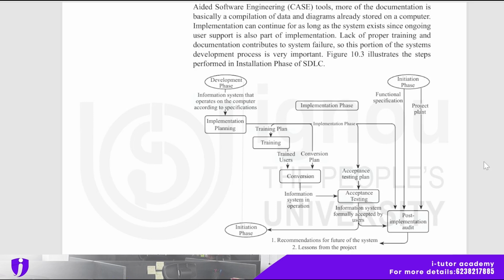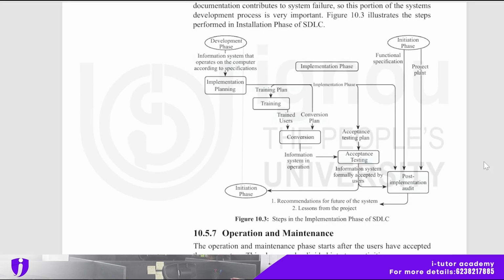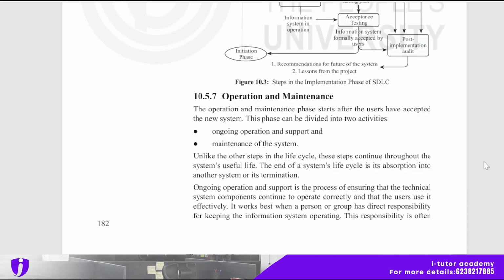Okay, and here is one figure, steps in the implementation phase of SDLC. So the development phase is there, then implementation planning, with the training plan in parallel, and the conversion plan. Then the information system in operation goes through acceptance testing, then is divided into post implementation audit and the initiation phase. Two phases are there. Then in the post implementation audit, there is a recommendation for the future of the system and also lessons from the project. And the next step is operation and maintenance.